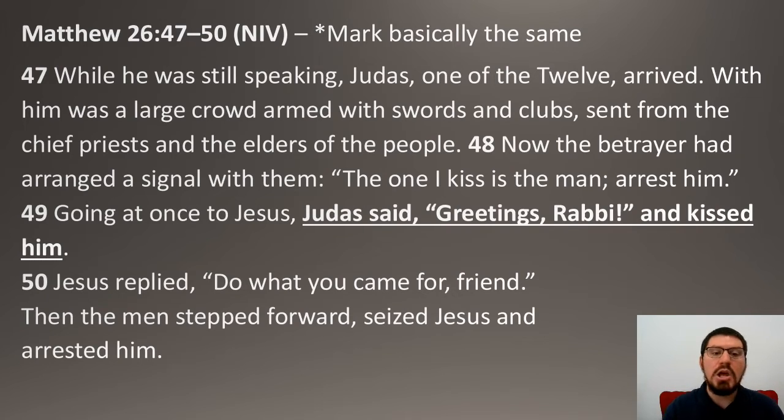Verse 49, going at once to Jesus, Judas said, "Greetings, Rabbi," and kissed him. Then Jesus replied, "Do what you have come for, friend." Then the men stepped forward, seized Jesus, and arrested him.